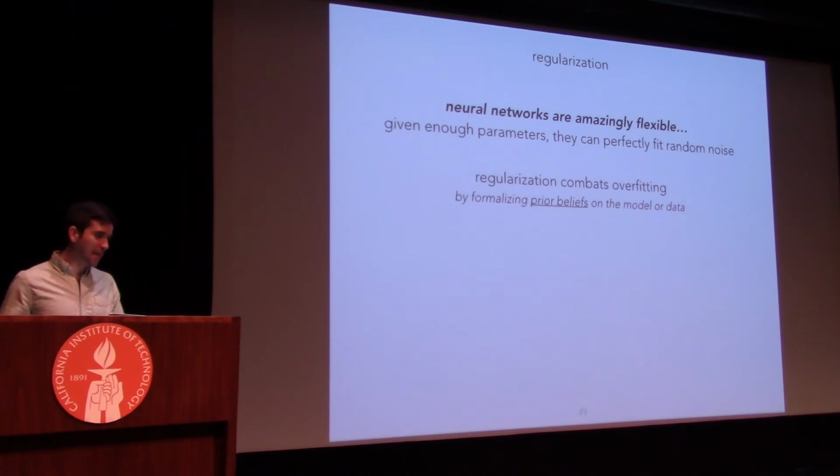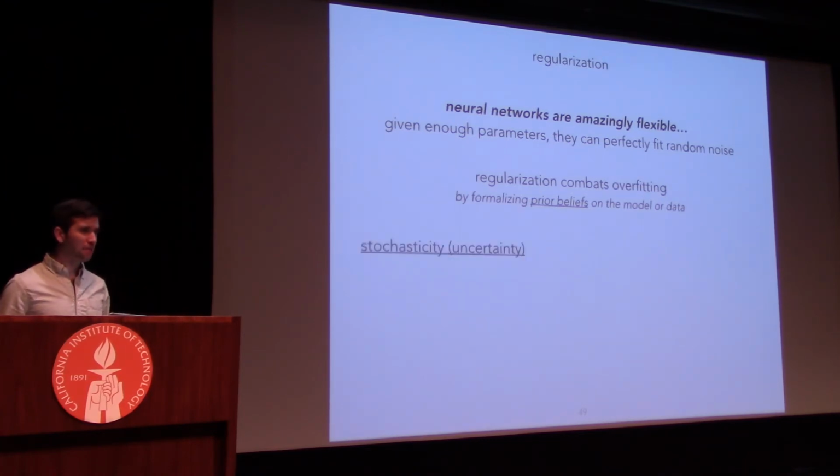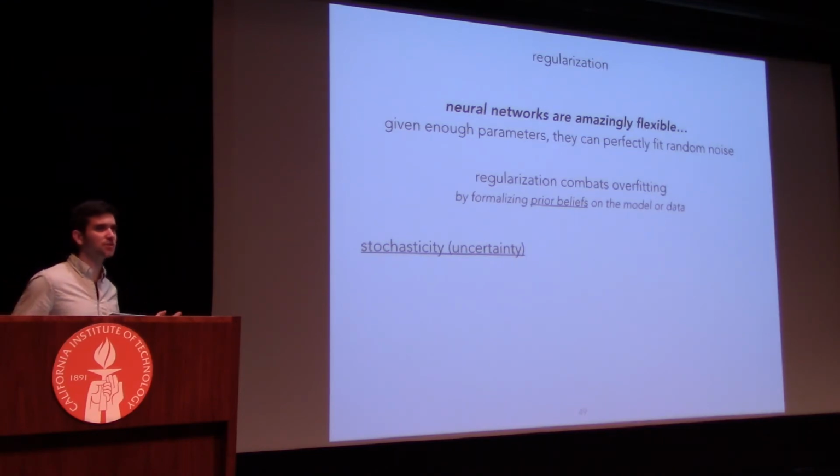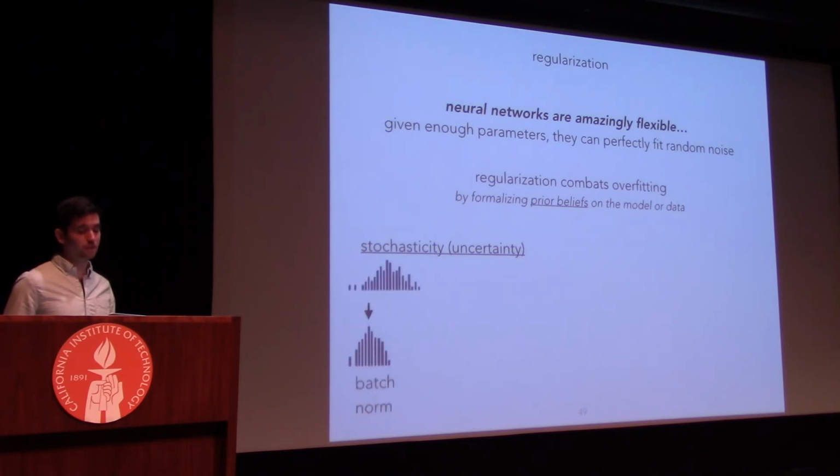And what this actually means is formalizing some prior beliefs that we have to constrain the possible solutions that this network can find. So these are prior beliefs either on the model or on the data. And I tend to think of these in two flavors. One of them is this stochasticity, which I mentioned, which you can think of as adding some level of uncertainty to various parts of the model or the data.